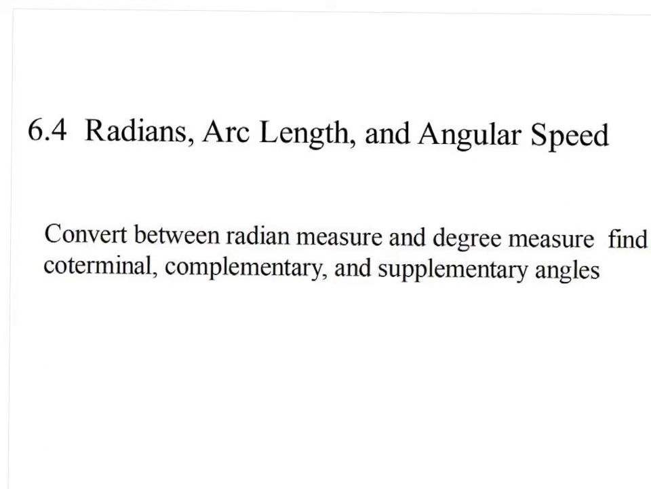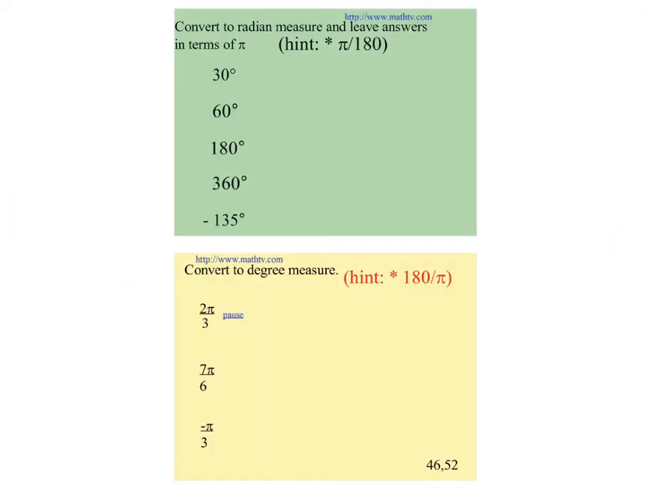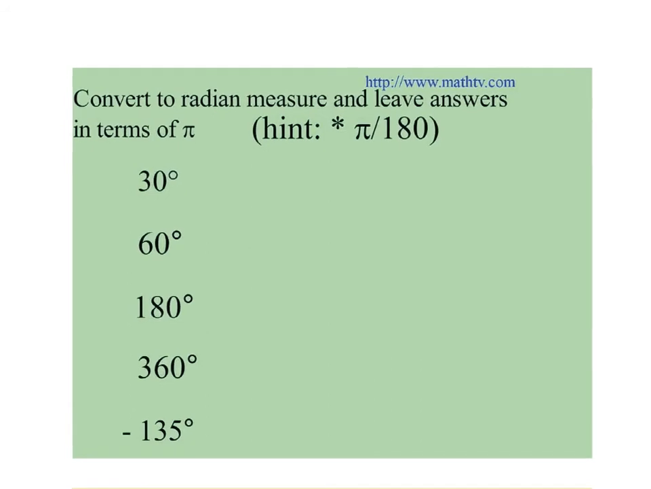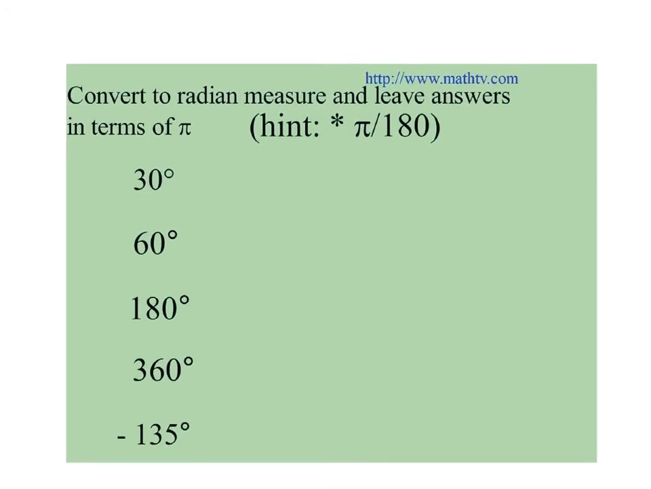Good morning. Today we're going to study section 6.4, specifically about radians. If we're going to take degrees and put them in terms of radians, take the hint. Multiply by pi over 180, which is like multiplying by 1. Pi over 180, cross cancel, and you wind up with pi over 6.